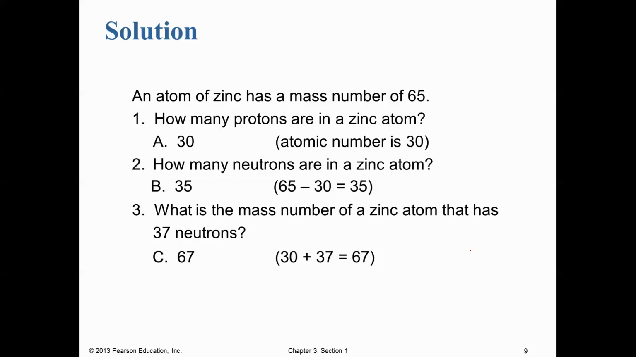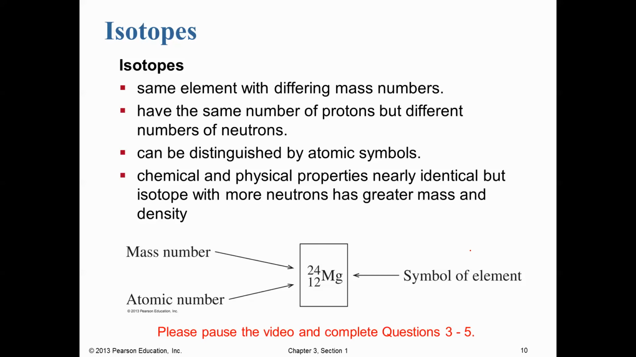So let's talk about this idea of varying number of neutrons. There's a name for this, and this name is isotopes. So the term isotopes is used to describe when we have the same element with differing mass numbers. In other words, we're going to have the same number of protons, because the same element means we have the same number of protons, but we have a different number of neutrons.